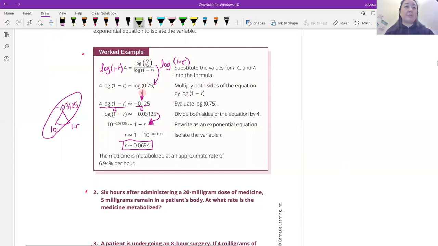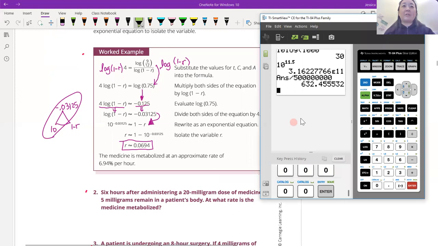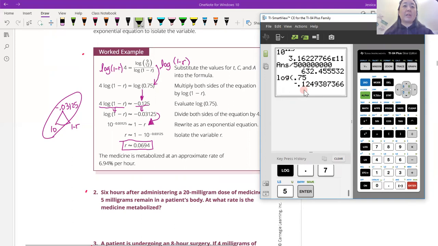And then from here, all they do is put this in the calculator. I would not recommend that you do this on a calculator and then round it here. I would not recommend you round in general until you get to the end. So just keep this in your calculator. I'll show you. We did not do this in class together, but I will just go log of 0.75. There we go. Enter. So they got negative 0.125. That's their rounded estimate, right?